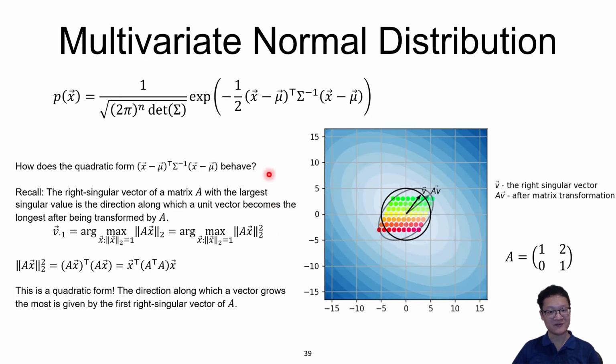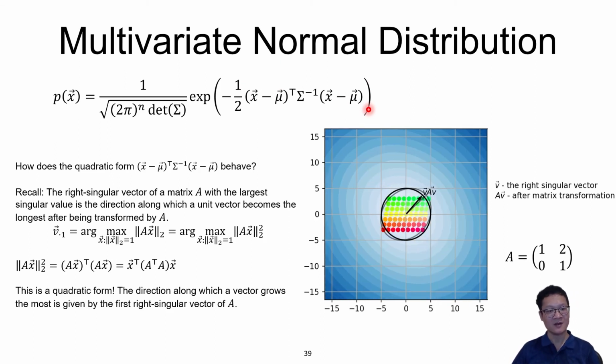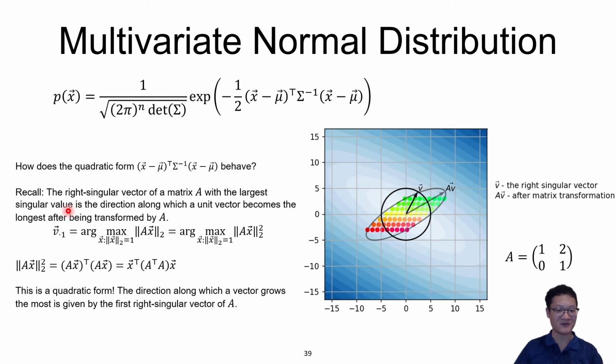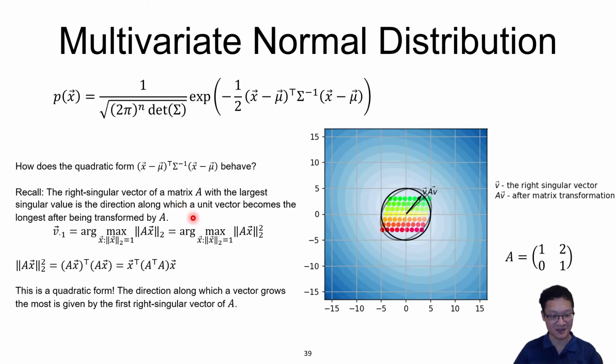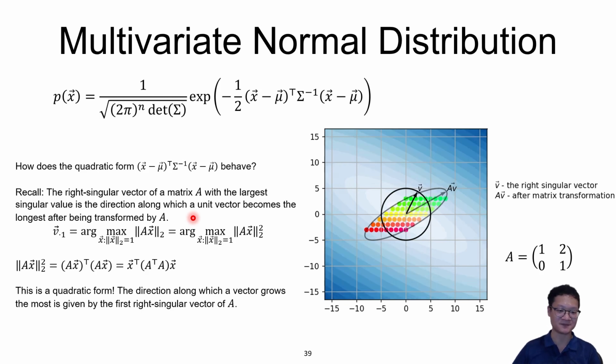Now we're going to figure out how the quadratic form behaves, and this will tell us what the multivariate normal distribution looks like. We're going to recall some facts about the singular value decomposition. The right singular vector of a matrix A with the largest singular value is the direction in which a unit vector becomes the longest after being transformed by A. We were looking at this when we were looking at SVDs.